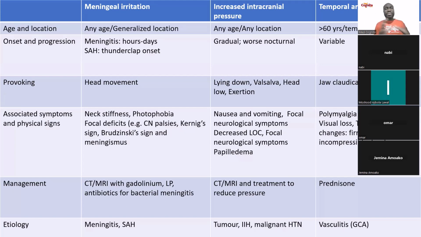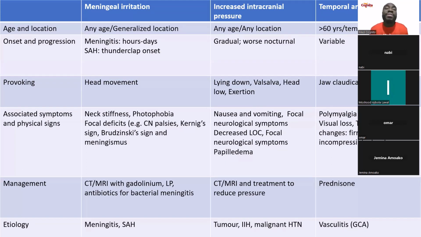The serious types of headaches, we've already looked at them, but we're just going to use this as a revision. Usually, meningeal irritation, so you're looking at meningitis and encephalitis. It can happen at any age. It can happen to children. It can happen to adults. And the onset, hours to days. Subarachnoid hemorrhage may have thunderclap onset, right? What provokes it? When the patient moves the head.